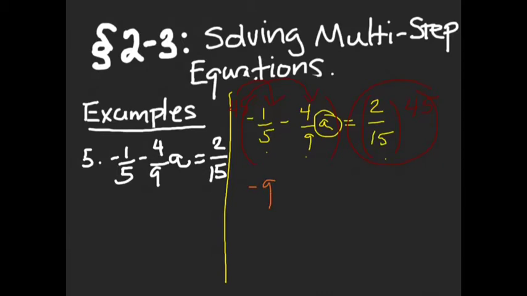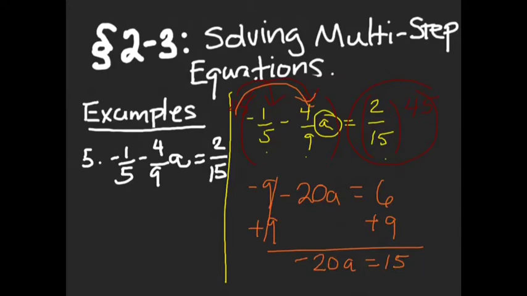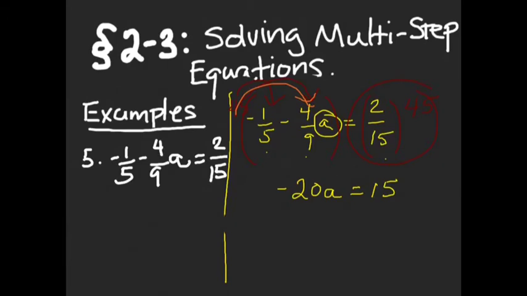Over here, we're going to multiply 45 times 4/9. 9 goes into 45 5 times. 5 times 4 is 20, so this becomes a -20a. On this side, 15 goes into 45 3 times, and we're left with 3 times 2, which is 6. This is a much simpler equation, and all of you can solve it. When we isolate the -20a term, this is what we get. Then we're going to isolate a by simply dividing both sides by the coefficient. When we do that, we get that a is equal to -3, that's after reducing, over 4.